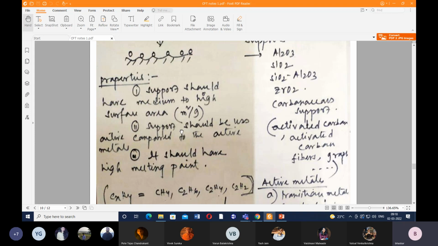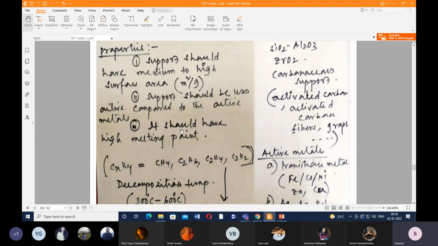So what will support do? Support will facilitate the dispersion of the active metal. However, the decomposition or cracking, whatever you say, of CxHy will take place on the catalyst surface side. Active catalyst surface side means on the surface side of the active metal. Always remember this. And the third important property of the support would be what? The support should have high melting point, so that this catalyst can withstand high temperature. So these are the three essential or characteristic features of a support material.